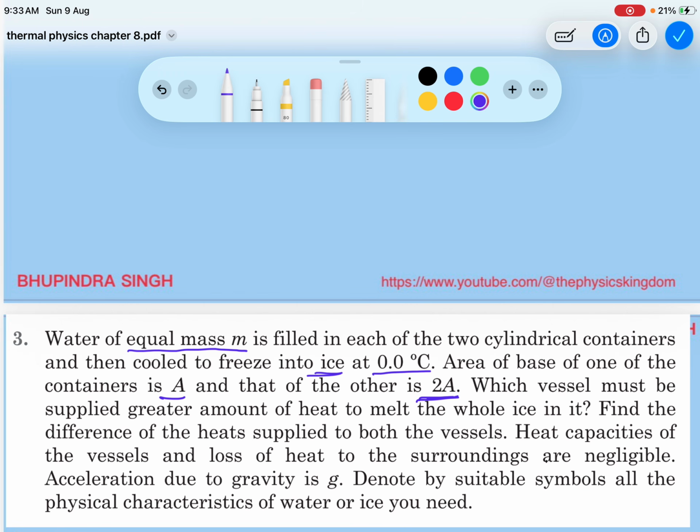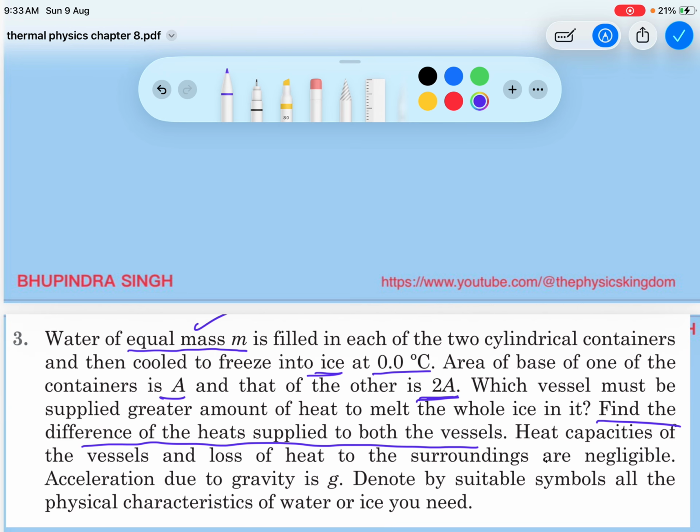Both have ice. Which vessel must be supplied greater amount of heat to melt whole ice in it, right? So you need to supply heat. Now for heat we know the formula is m into L. So mass is equal in the two containers. So then why will heat requirement be different, right? So find the difference of heat supplied to both the vessels. Heat capacity of the vessel and loss of heat to the surroundings are negligible, right? So here also the vessel is not absorbing any heat and heat loss to the surroundings is also zero.